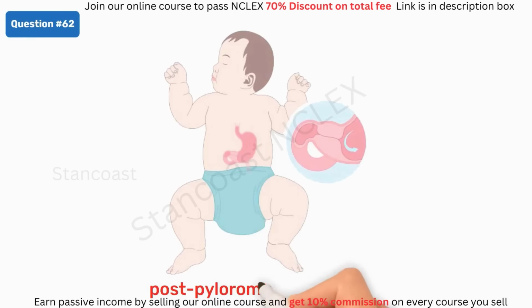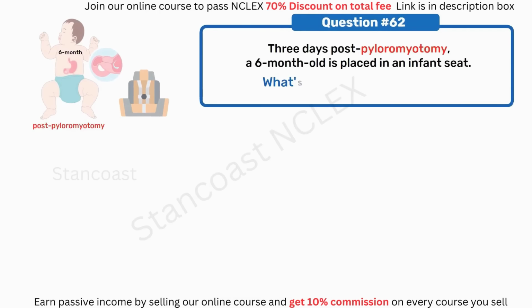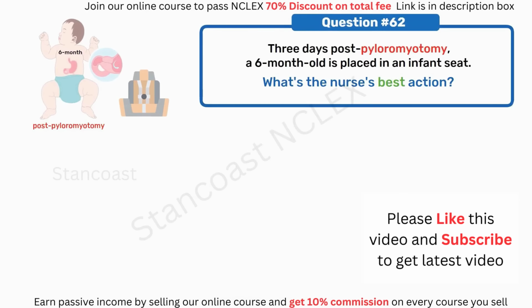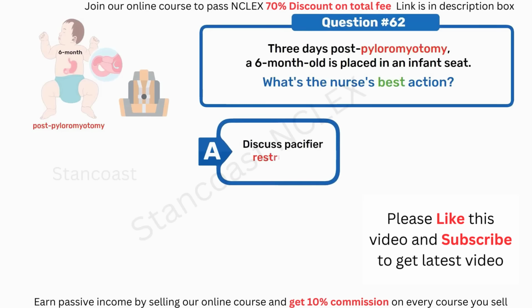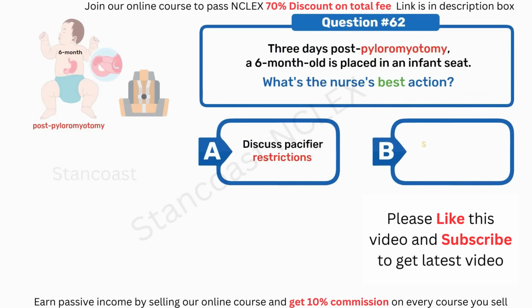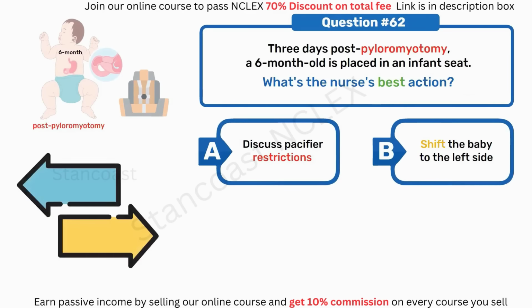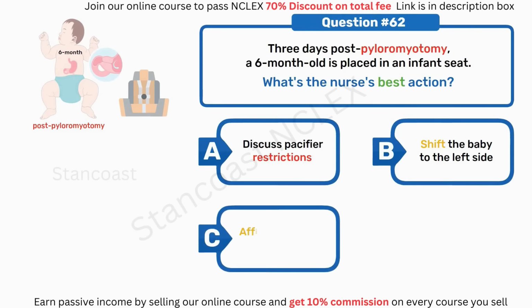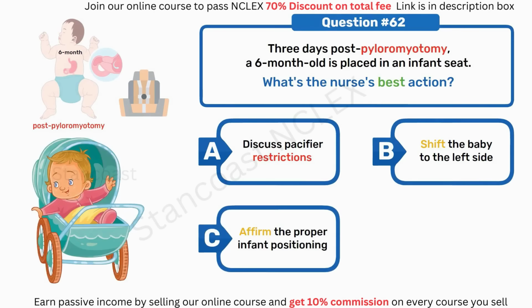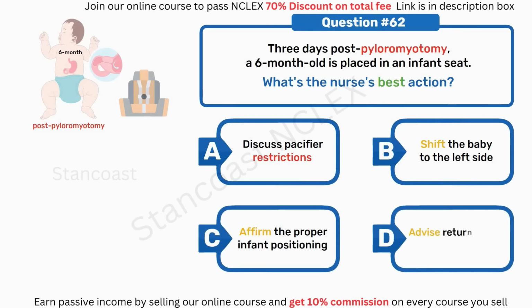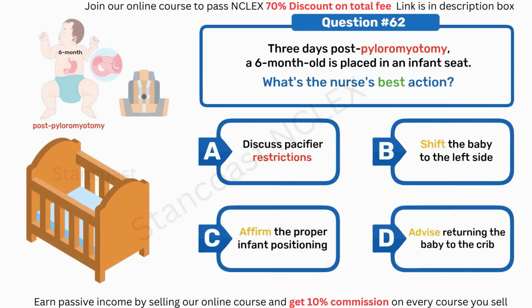3 days post-pyloromyotomy, a 6-month-old is placed in an infant seat. What's the nurse's best action? A. Discuss pacifier restrictions. B. Shift the baby to the left side. C. Affirm the proper infant positioning. D. Advise returning the baby to the crib.